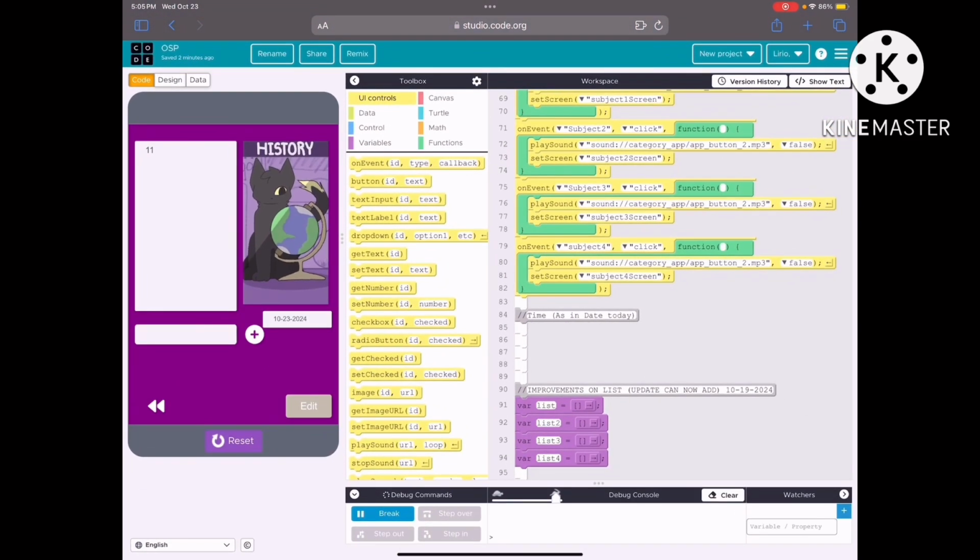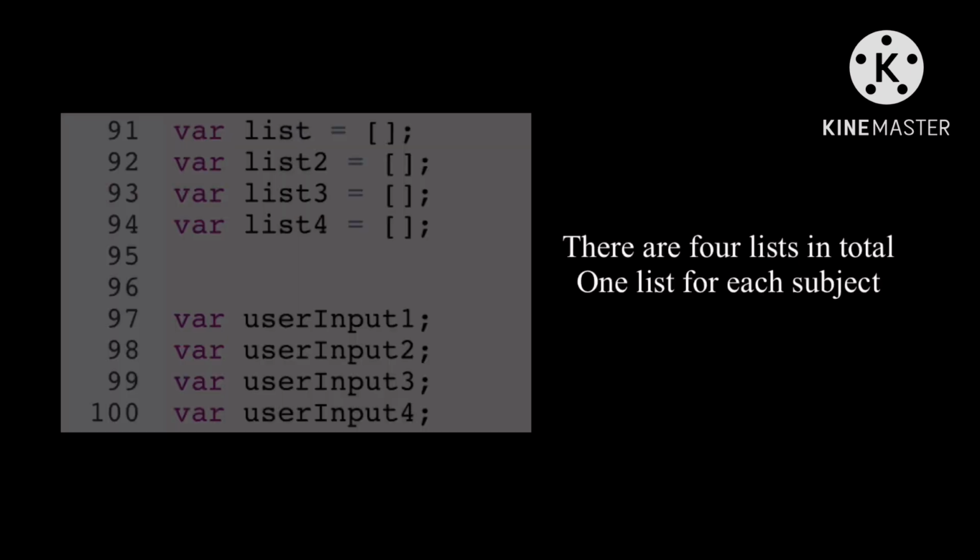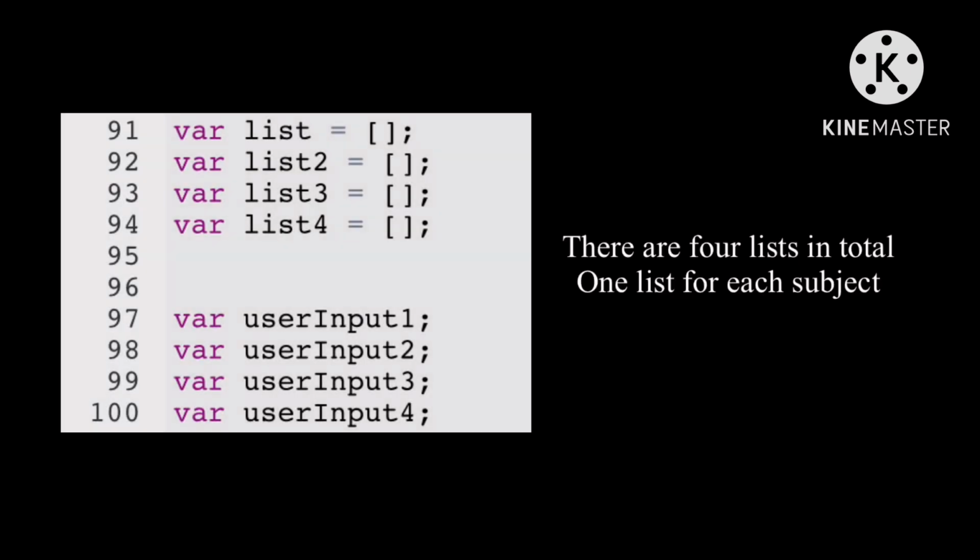Similarly to subject 1, all of the other 3 work just the same. Diving into this app's code, it depends on various things to run as needed. It depends on loops for counting the time and date. It also uses various lists to gather the user's input and display the information provided by the user.